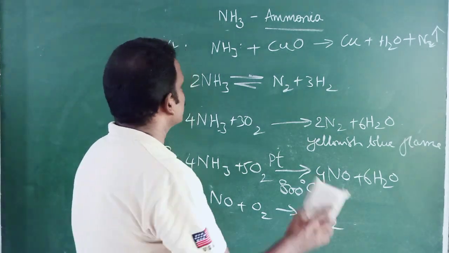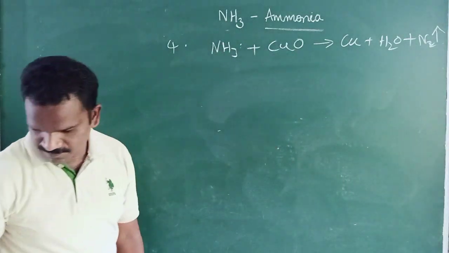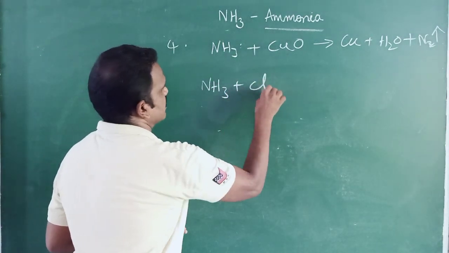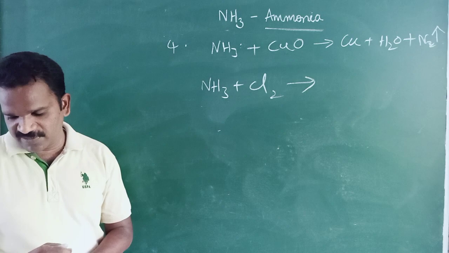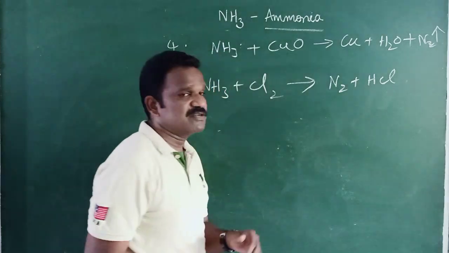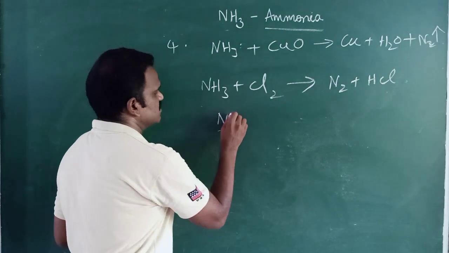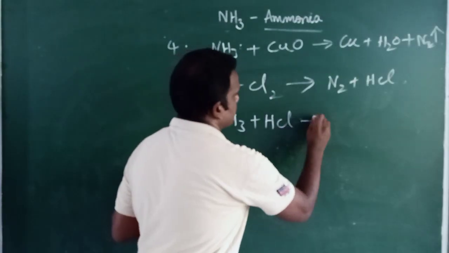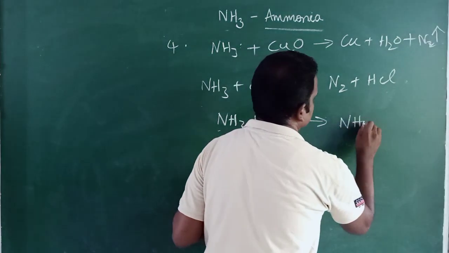Next, reduction of chlorine to HCl. Now, if you take ammonia and chlorine, it will get nitrogen and hydrogen chloride. Again, if you take excess of ammonia with HCl, you will get ammonium chloride.